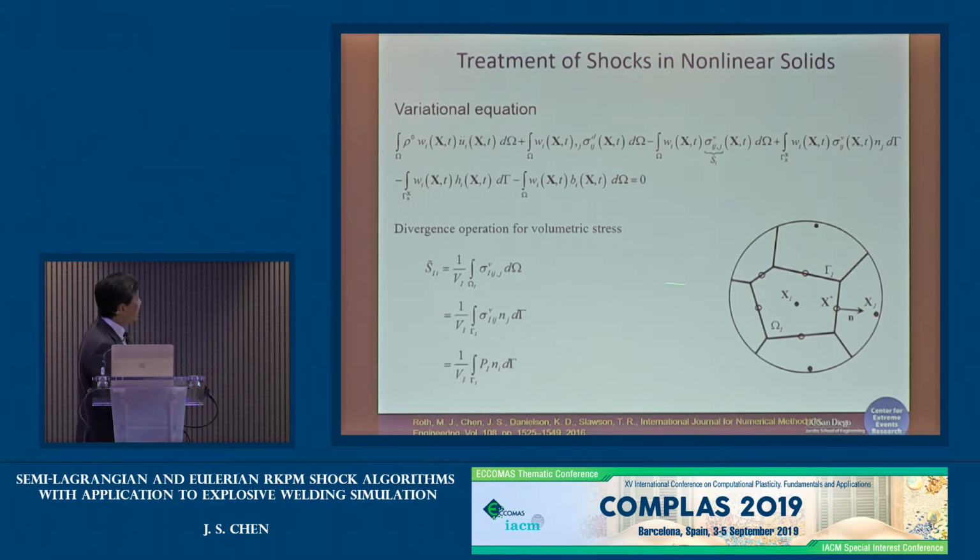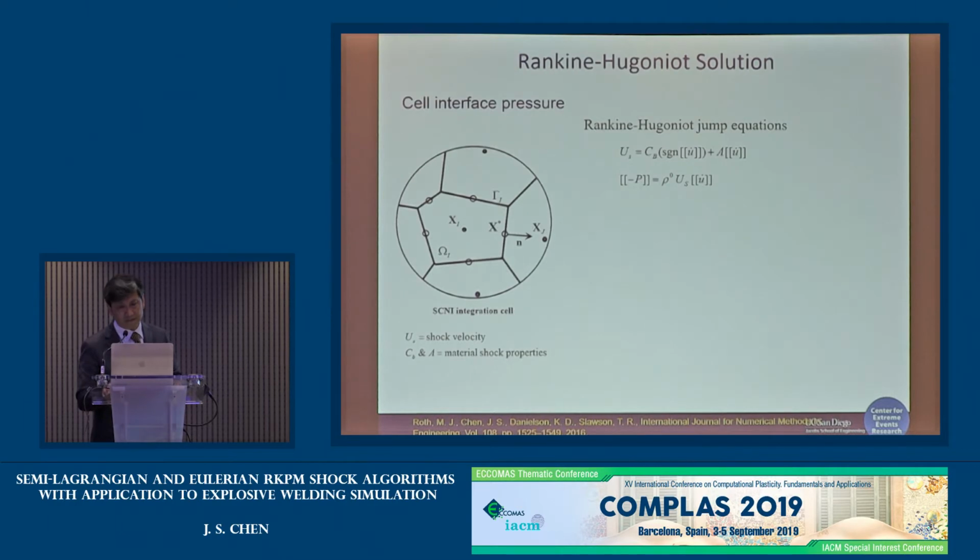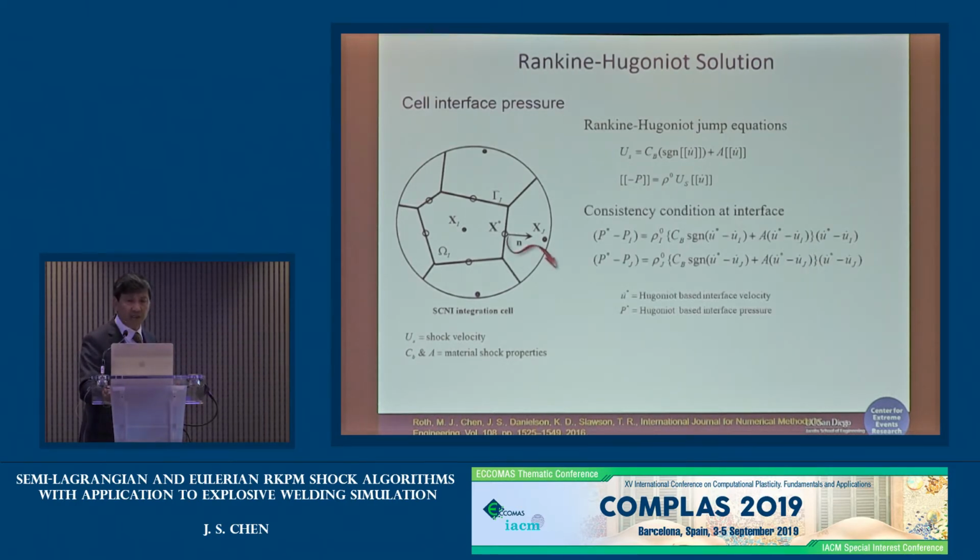And the gradient of pressure is, again, according to what we have just discussed, where we'll introduce the Riemann solution. The Riemann solution will be on the cell boundary. This is done by the contour integral of pressure over the cell boundary, and that will give you the gradient of the volumetric part of stress. And this is how the jump conditions are introduced, right?